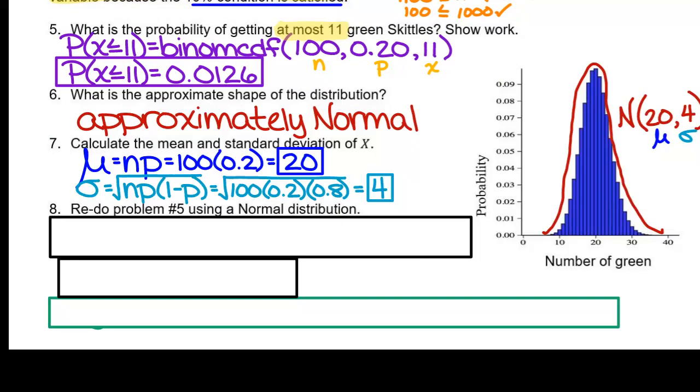I want you guys to redo the calculation from number 5 up here, but I want you to do it with a normal distribution. Instead of a binom CDF, I want you to use normal CDF. Would our upper boundary be 100? Because you can only pull 100 green Skittles. So think about the direction of the shading. Are we doing a greater than or a less than? What did number 5 say? Oh. Yeah, we have a less than or equal to.